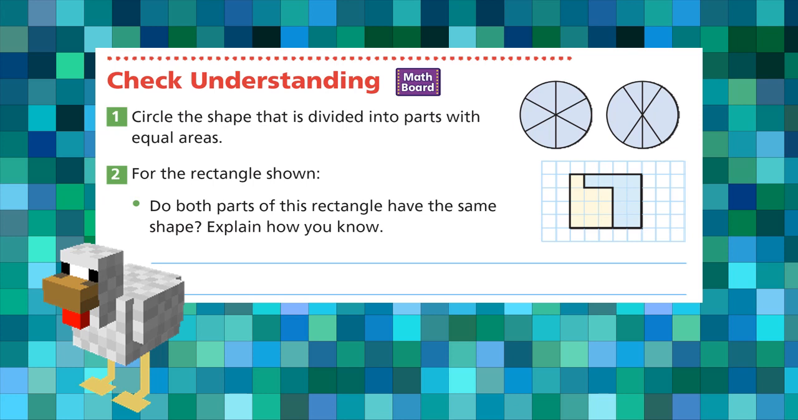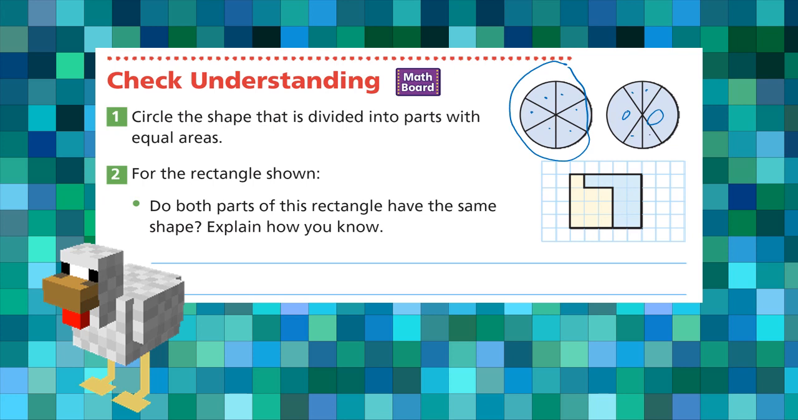Hi, welcome back. Let's start with number 1. Circle the shape that is divided into parts with equal areas. Tyler, I'm going to hand it over to you. Well, I would circle the first one because it has 6 equal parts. For the second one, some parts are bigger than others, as you can see.